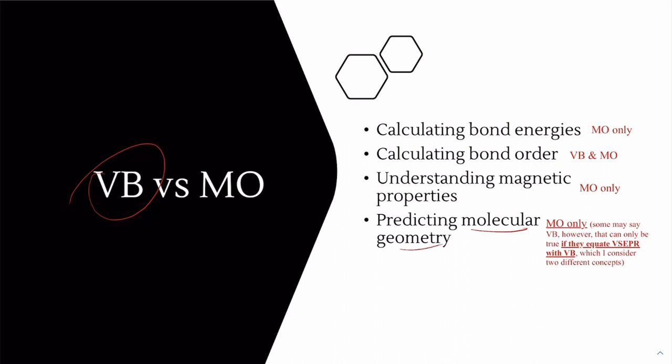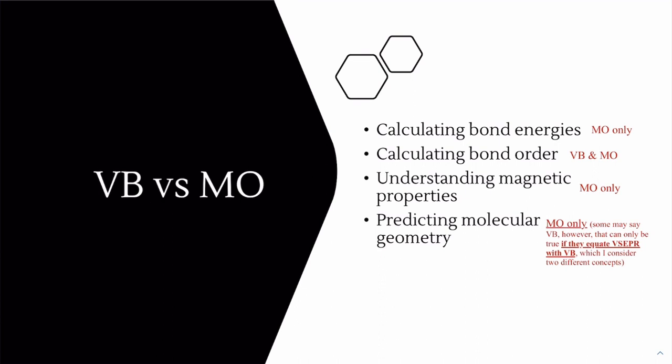However, some professors may say that valence bond theory can do this, but they can only assume that if they're equating VSEPR with valence bond theory. Remember, VSEPR is valence shell electron pair repulsion, where we were talking about octahedral or trigonal bipyramidal, those shapes. That's the theory that we were using to get molecular geometry. But what they assume is that that's part of valence bond theory, and I don't know why they assume that, because technically it's not.